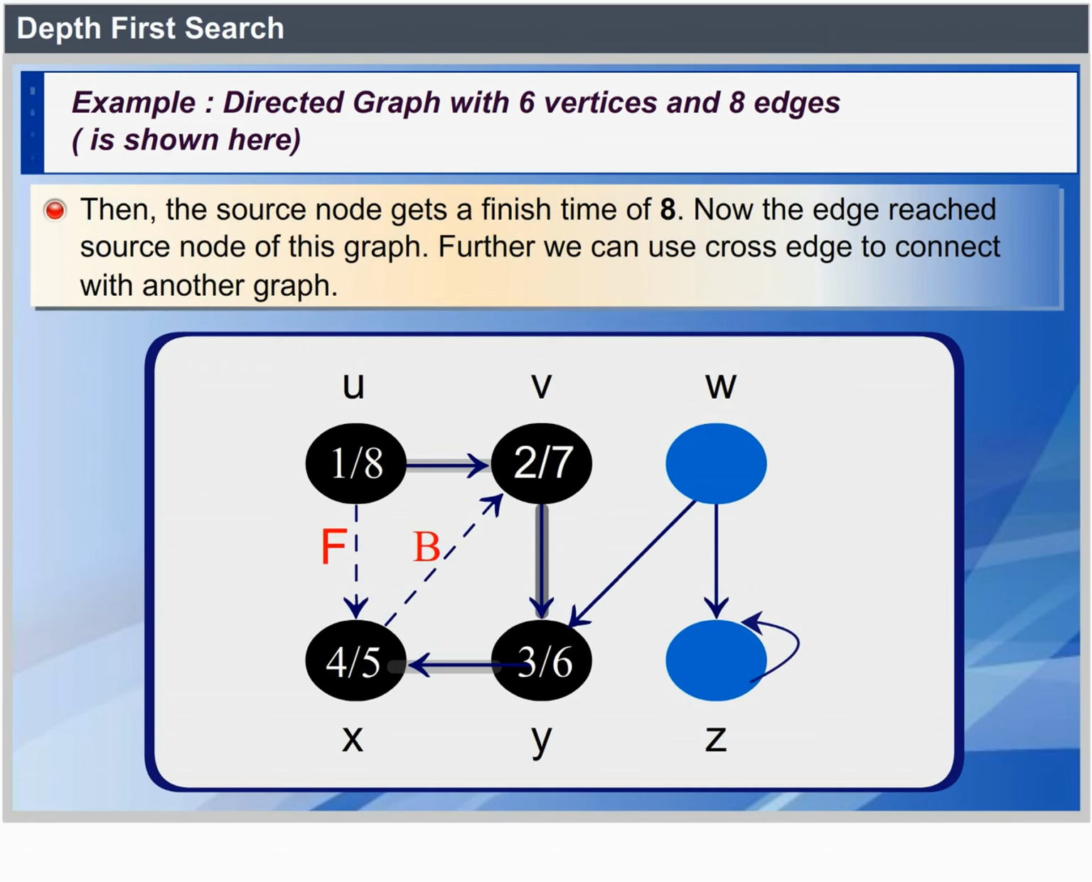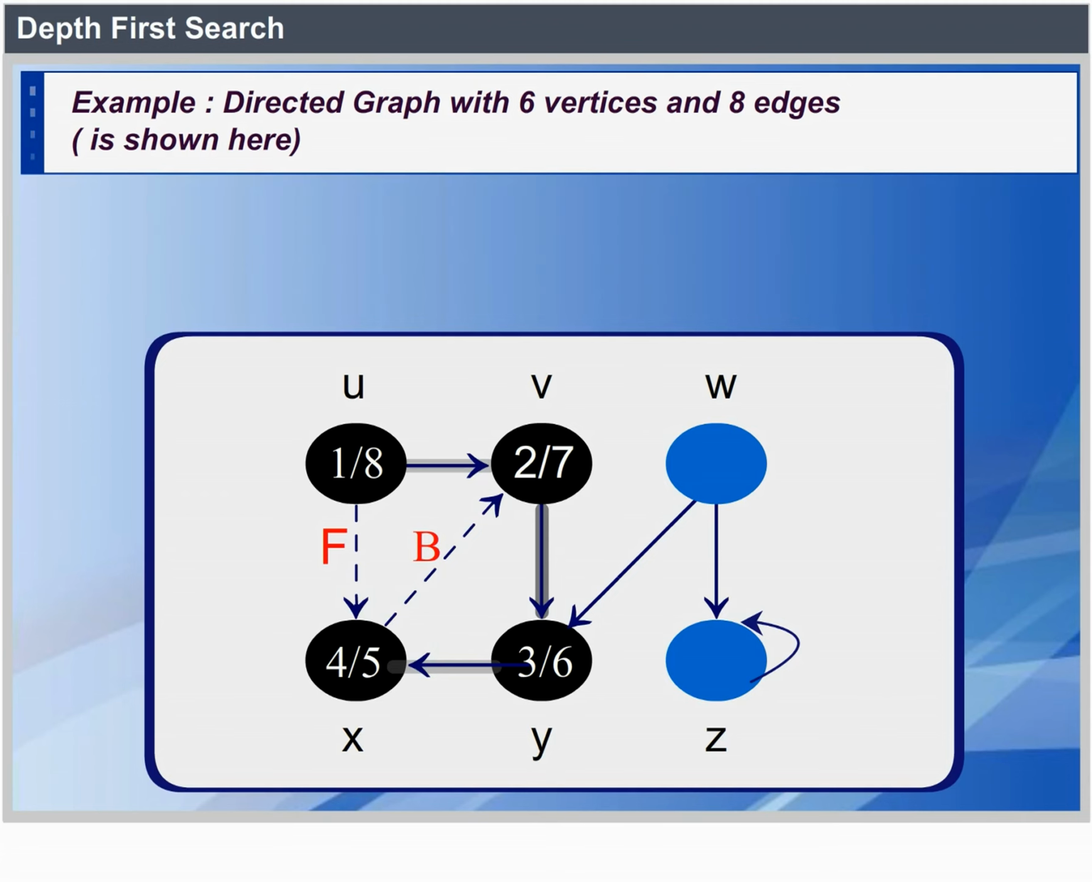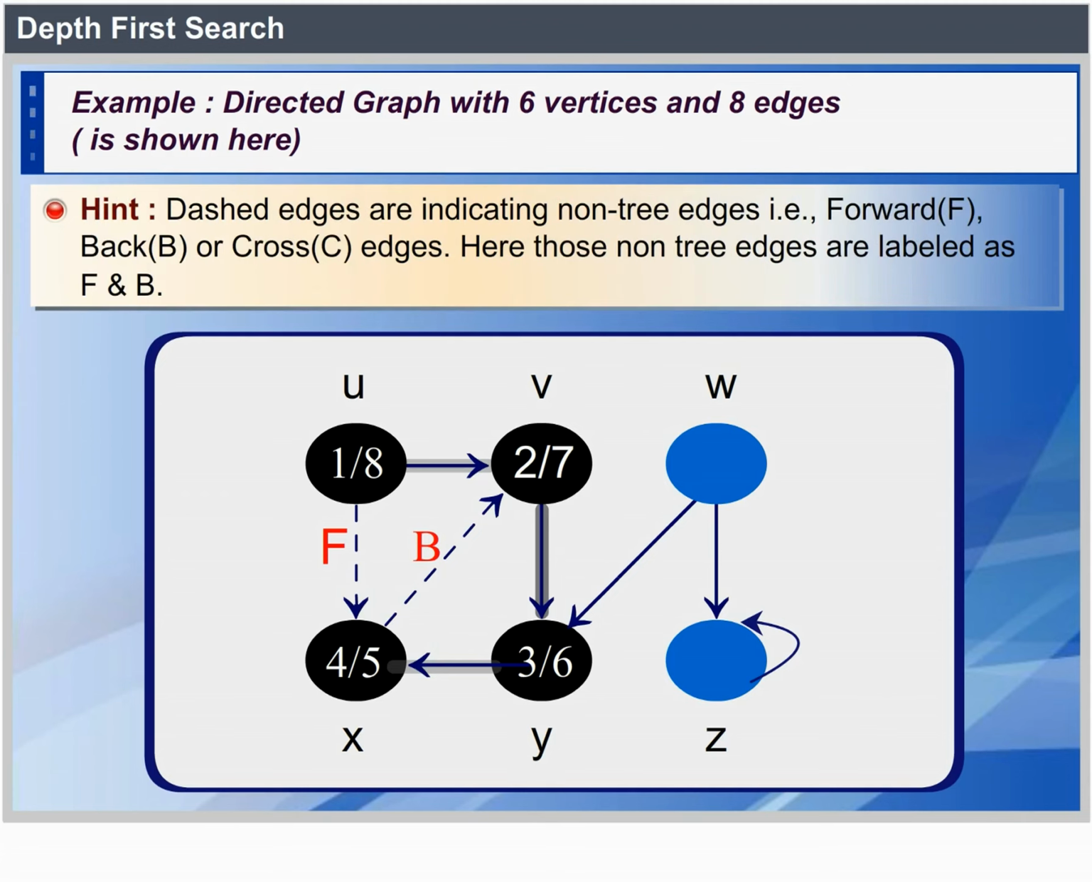Further, we can use a cross edge to connect with another graph. Hint: dashed edges indicate non-tree edges, that is forward (F), back (B), or cross (C) edges. Here, those non-tree edges are labeled as F and B. A subgraph is connected with this graph.